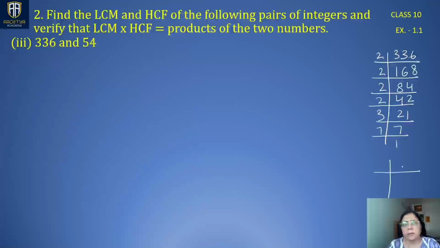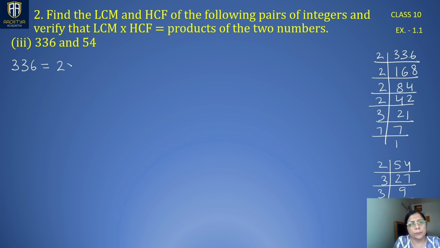And next we are doing 54. 2 27s are 54. 27 is divisible by 3: 3 9s are 27, 3 3s are 9, and 3 times 1. So the prime factorization of 336 is 2 times 2 times 2 times 2 multiplied by 3 multiplied by 7. And then in 54 we have 2 multiplied by 3 times 3 times 3. Right? Now the factorization part is over.